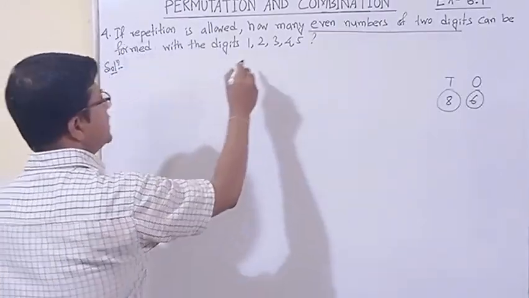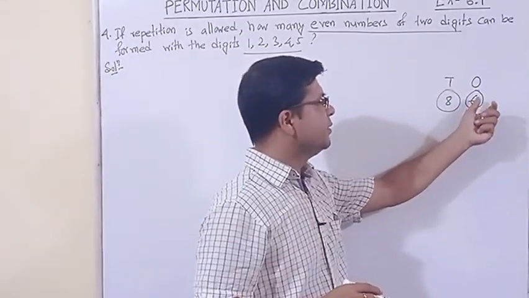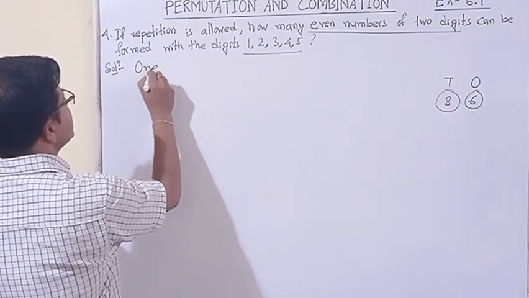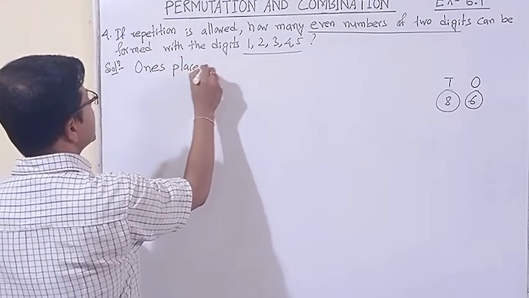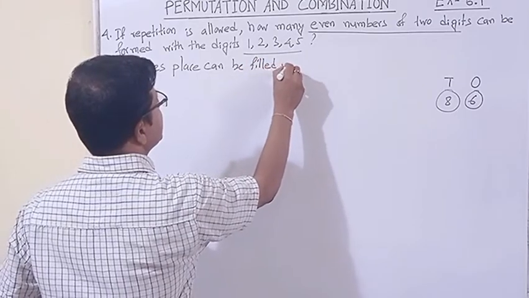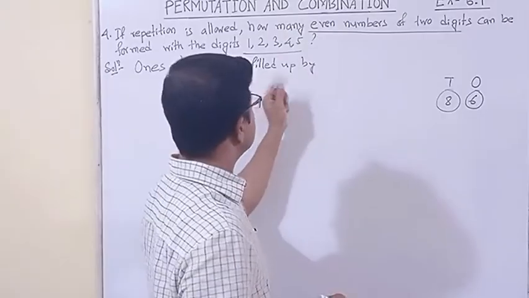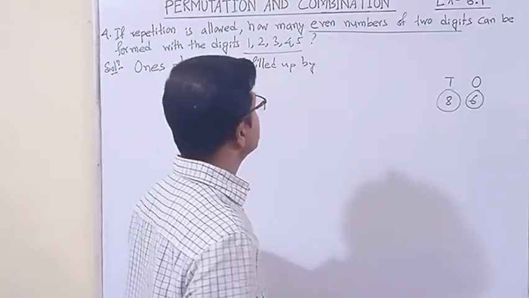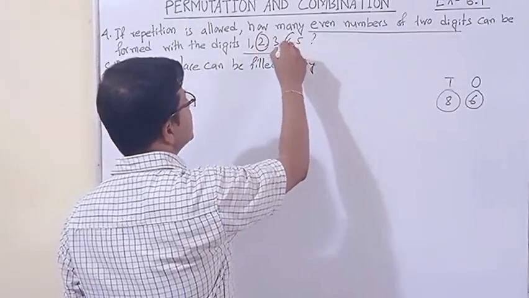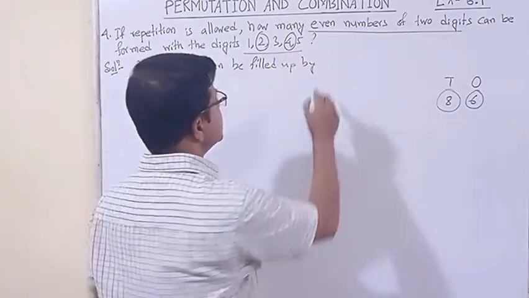So here these are the digits given. Now at first we cannot start with this. We have to first fill up the ones place. In how many ways can the ones place be filled up? That is the main question here. Now which are the even number digits here? This is one even number digit, this is another even number digit. So the ones place can be filled up in 2 ways.